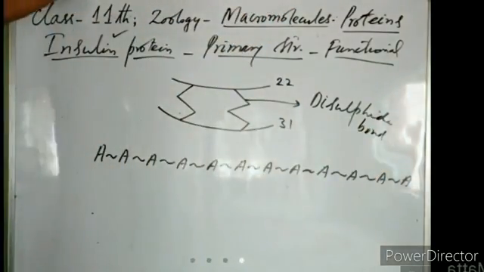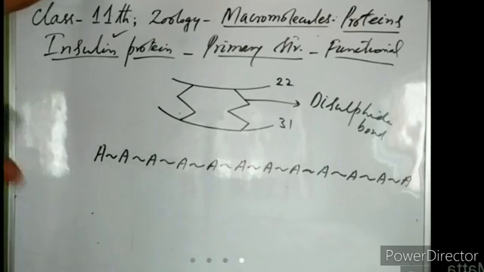A disulfide bond is formed between two sulfur-containing amino acids. Can you recall which are the sulfur-containing amino acids? There are only two amino acids which contain sulfur. Can you name them? It is methionine and cysteine.